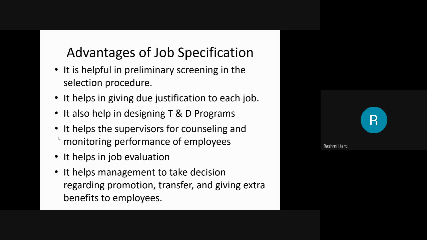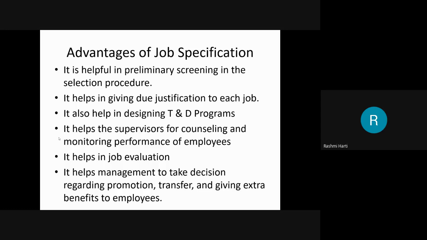Advantages of job specification: it is very helpful in preliminary screening in the selection procedure. It helps in giving due justification to each job, because you are calculating the minimum and you may go beyond that. That means you may hire a person who is better than that. It also helps in designing the training and development programs, and helps supervisors in counseling and monitoring the performance of the employees, because you've already set the standard performance.